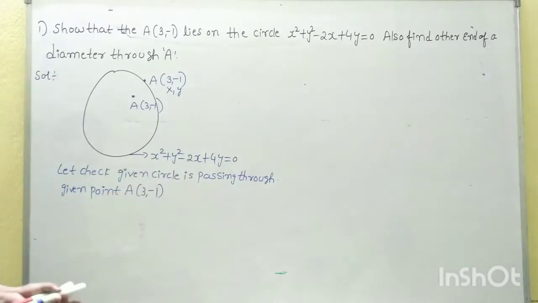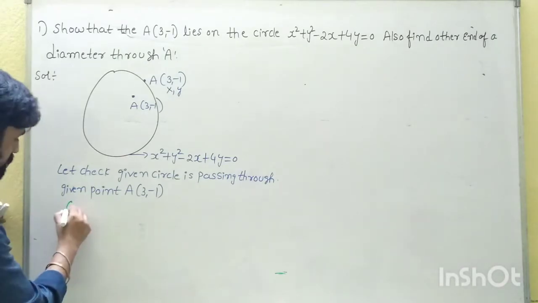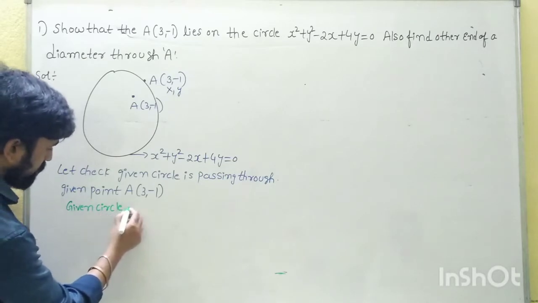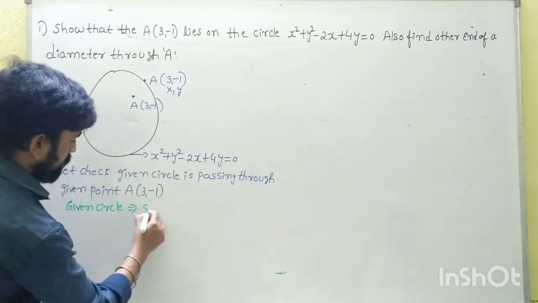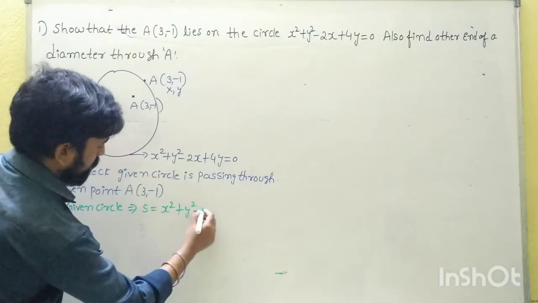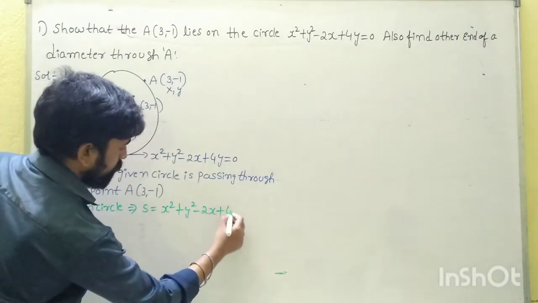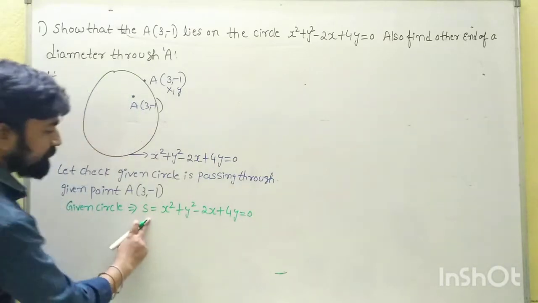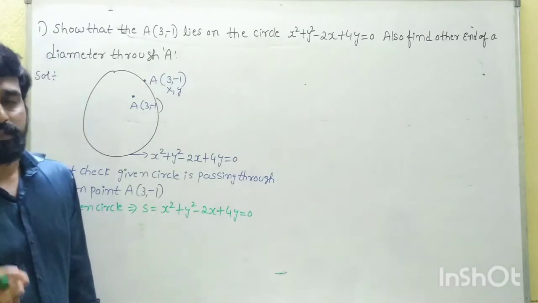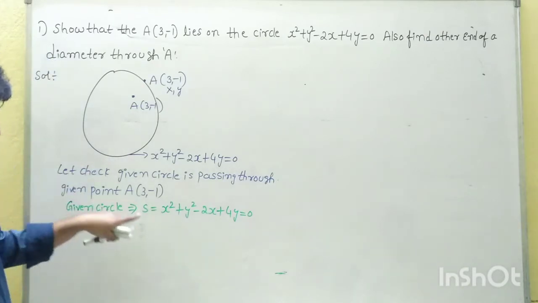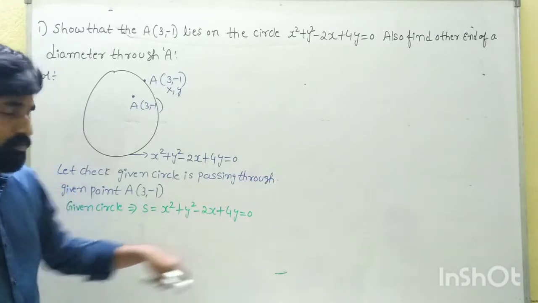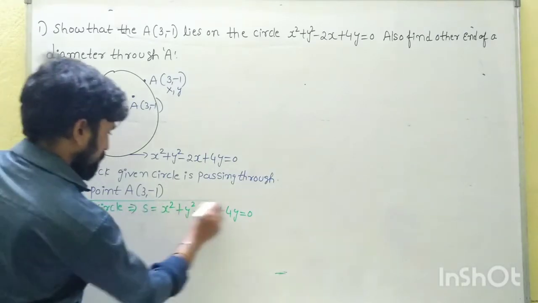What is the given circle now? The given circle is S equals x square plus y square minus 2x plus 4y equals 0. You can write the circle as S, S1, S2 like this. I will explain the differentiation of the circles. First, S equals x square plus y square minus 2x plus 4y equals 0. Okay, this is the given circle.